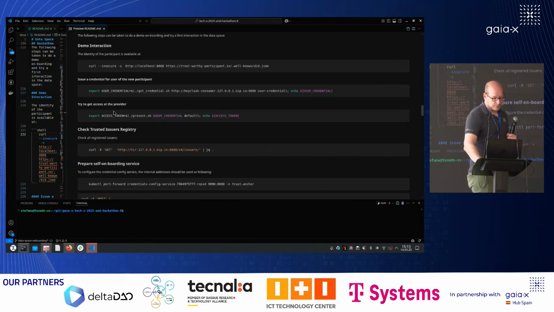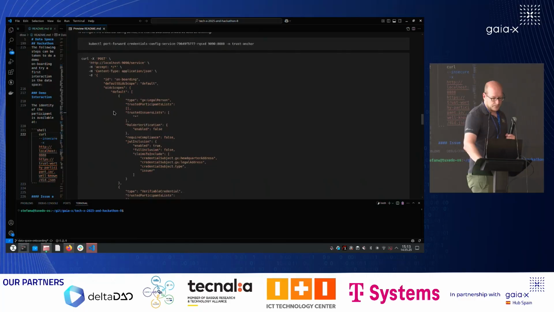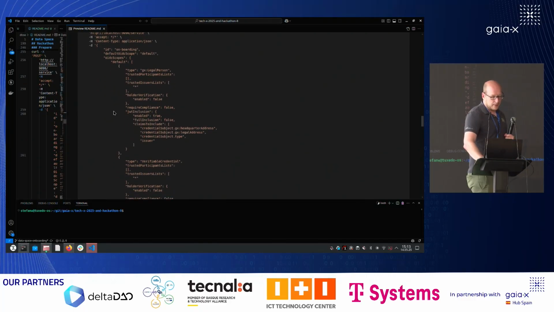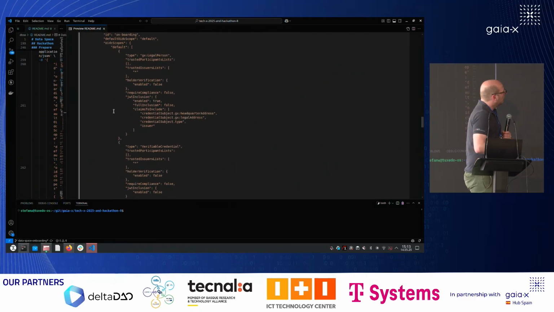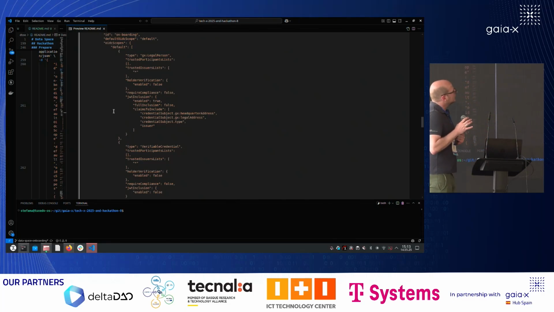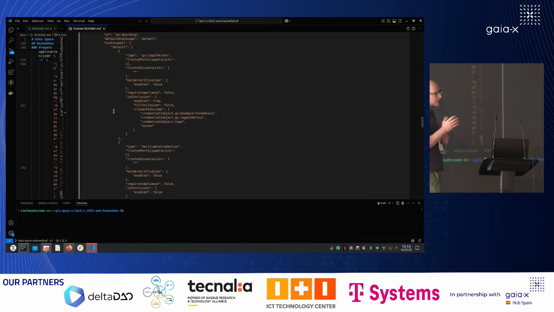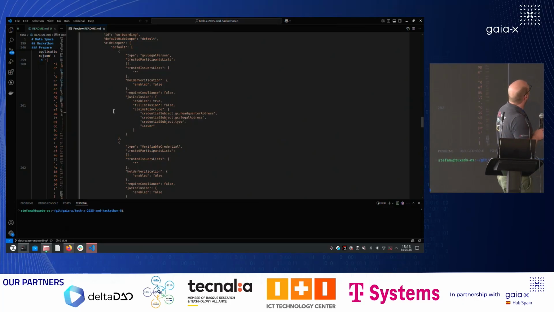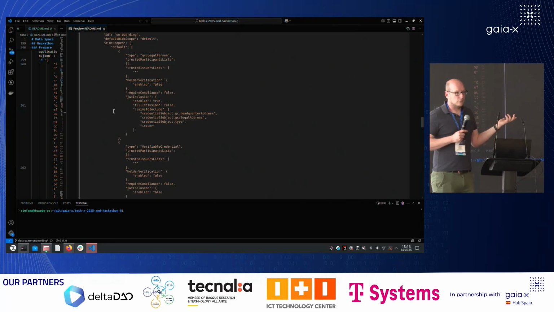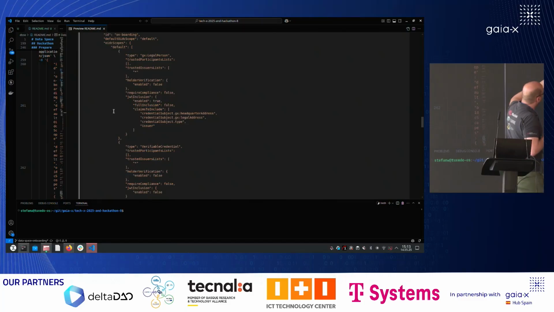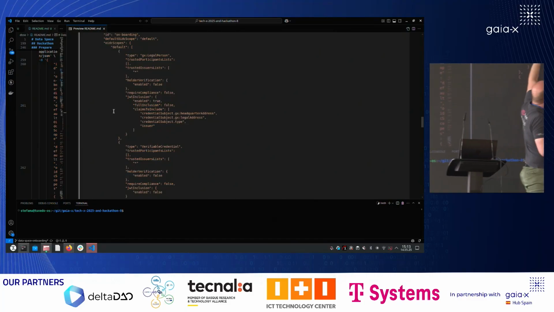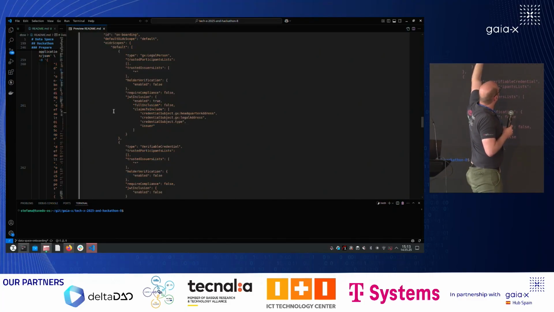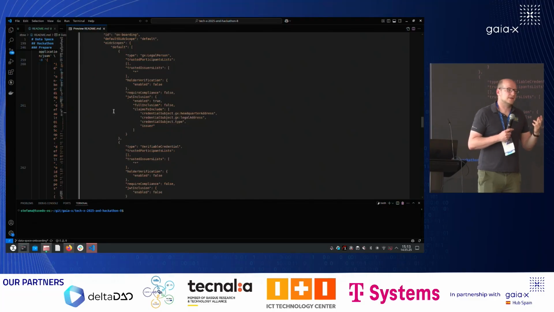To do so, we have to prepare our self-onboarding service. We essentially have to prepare two services for that. We have to tell our credentials configuration service what credentials to request and also how to verify them. So we request a credential of type Gaia-X legal person because we want to rely on the legal person credential. And we also tell it that we want to use only those four claims from the credential inside our JWT token.